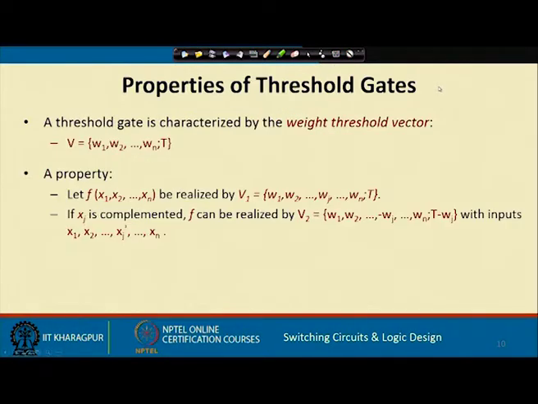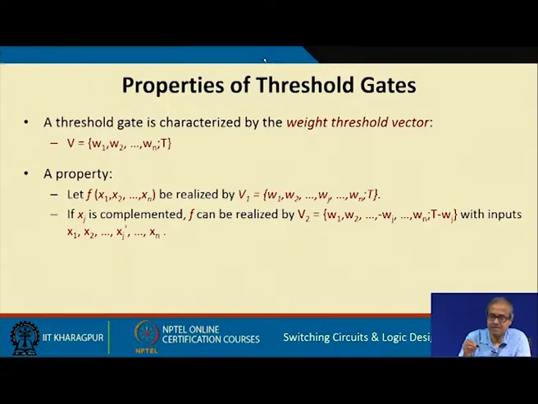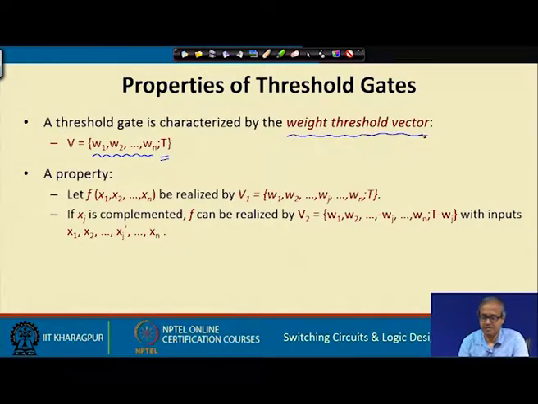Now, we shall look at a couple of properties of threshold gates or threshold functions. The first property says that any threshold gate, as you know, is characterized by the weights of the inputs and also the threshold. Taken together, they are called the weight threshold vector. So consider a function f which can be realized by a weight threshold vector W1, W2, Wn and T. Let us call it V1.